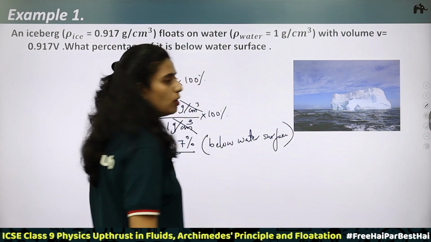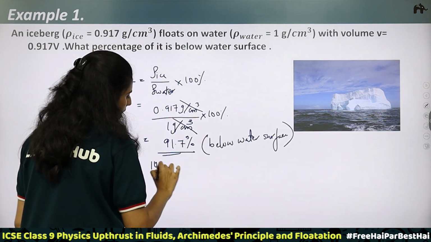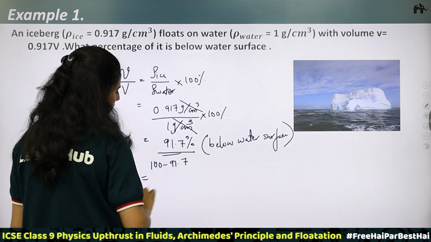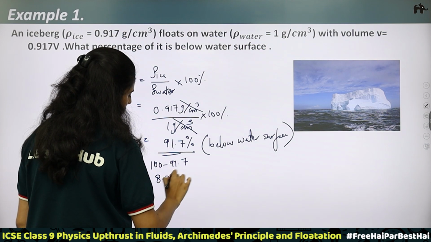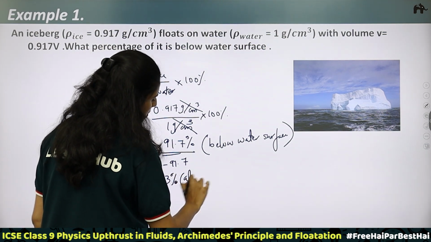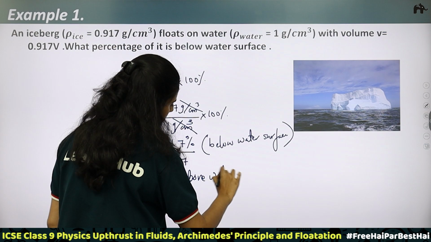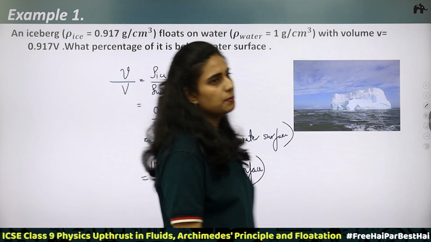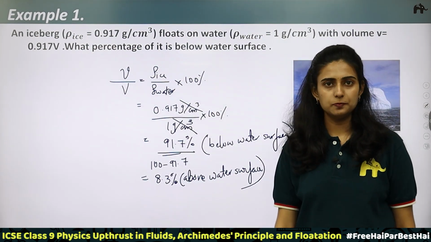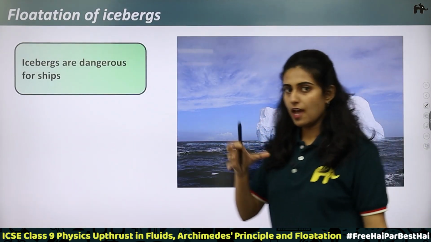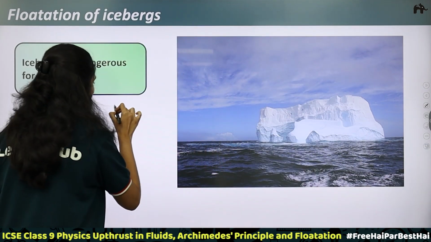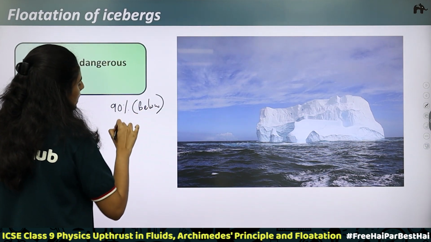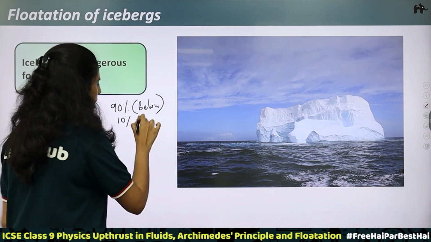Now, what portion is above water surface? How to find? 100 minus 91.7. Okay, 100 minus 91.7, you will be getting 8.3. So, 8.3% is above water surface. Okay, 8.3% is above water surface. Clear? Icebergs are dangerous for ships. So, we have understood that in the case of iceberg, about 90% of it is below water and only approximately 10% is above water.